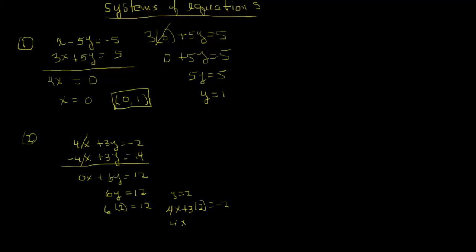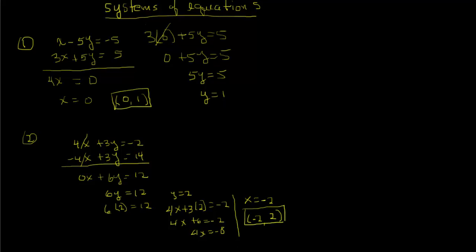That means that we're going to get 4x plus 6 is minus 2, and then 4x becomes negative 8. As you can see, then the only way you get a negative 8 is to have x equal to negative 2. So our solution set will be negative 2 and positive 2 here. And this is a very straightforward problem.